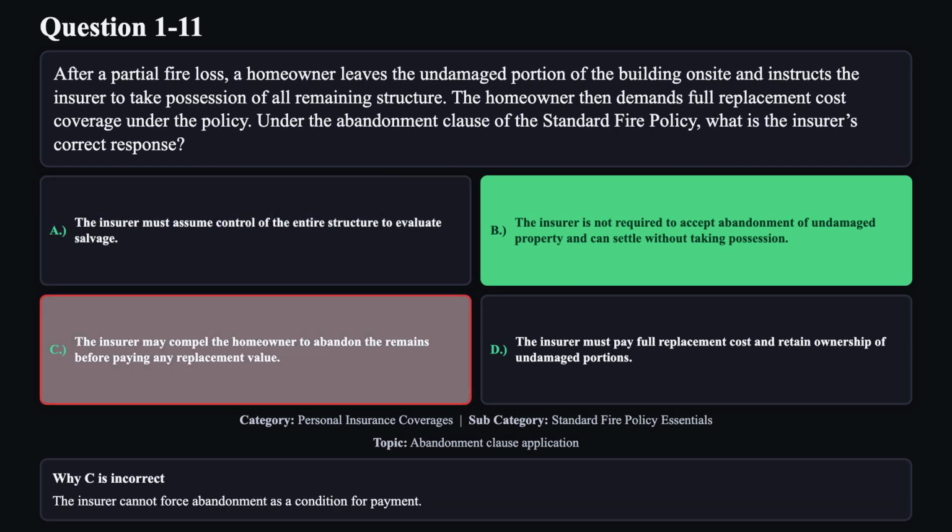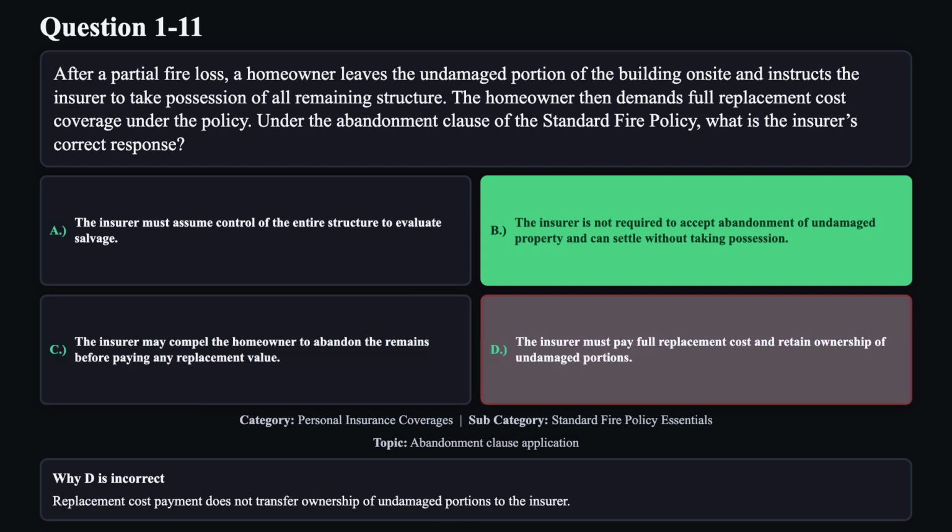Reason C is not correct. The insurer cannot force abandonment as a condition for payment. Reason D is not correct. Replacement cost payment does not transfer ownership of undamaged portions to the insurer.